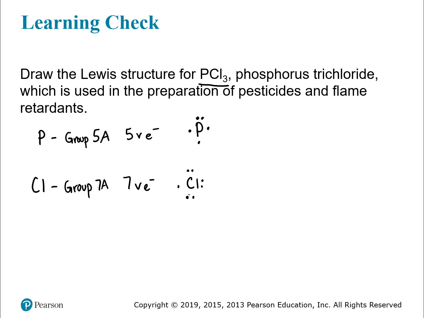Now we need to figure out which one of these is going to be the central atom. There's only one phosphorus atom, so that's going to be the central. You're going to go with the atom that has the fewest number of them in the molecule. That is the central atom. We've got 3 of these chlorines here, so I'm going to bond each of them to the phosphorus.